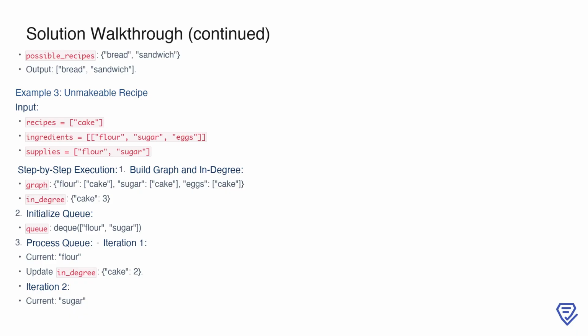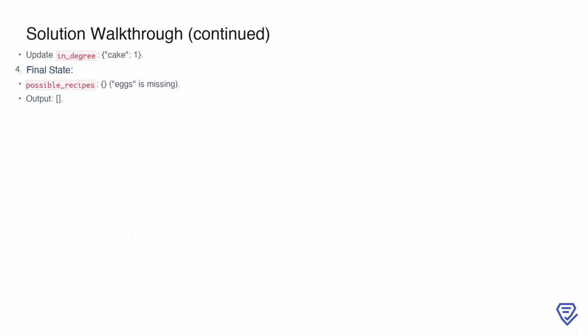Now, let's examine a case where a recipe cannot be made due to missing ingredients. In this example, we are trying to make cake, which requires flour, sugar, and eggs. However, the available supplies only include flour and sugar. Here, we construct the graph and indegree map.